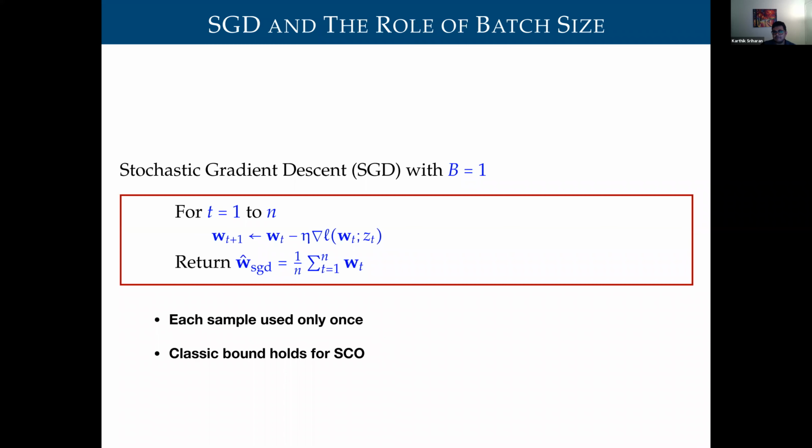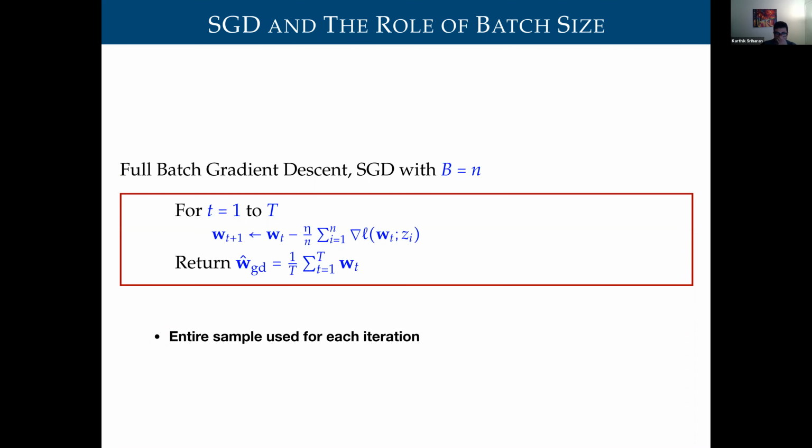And I'm going to compare this with full batch gradient descent. That is, we're going to run for capital T number of steps. And on each round, we are going to take a gradient step in the negative direction of the empirical training loss. Okay, that is the average of the losses, or in other words, the average of the gradients across your training samples. Here, on every iteration, you use the entire training sample.